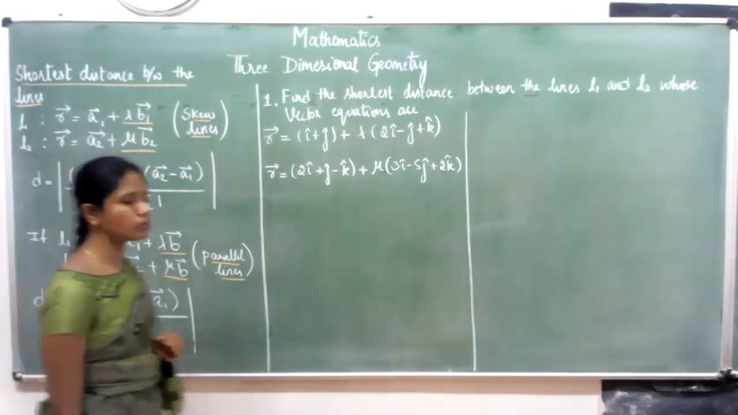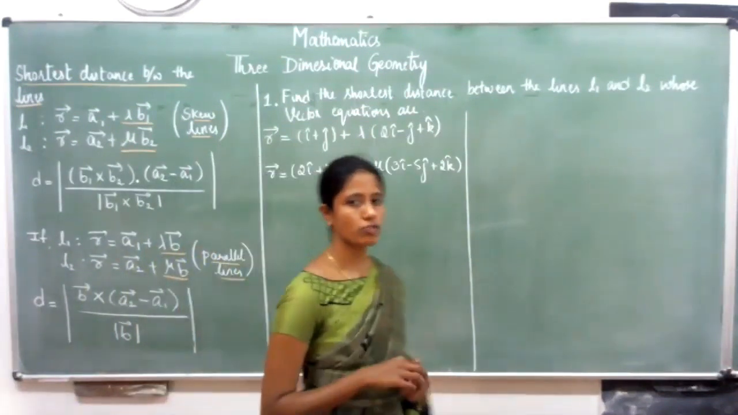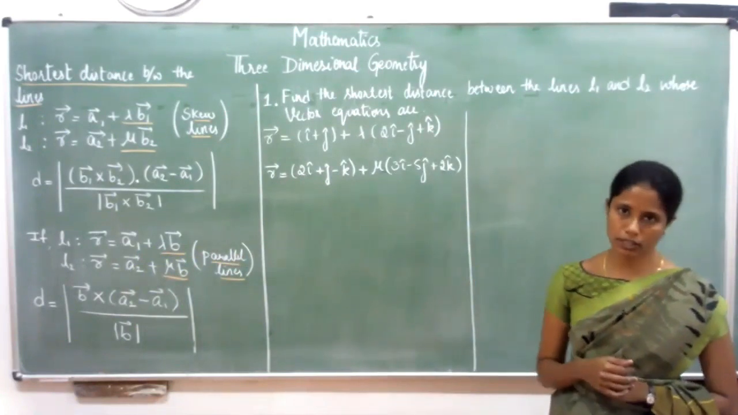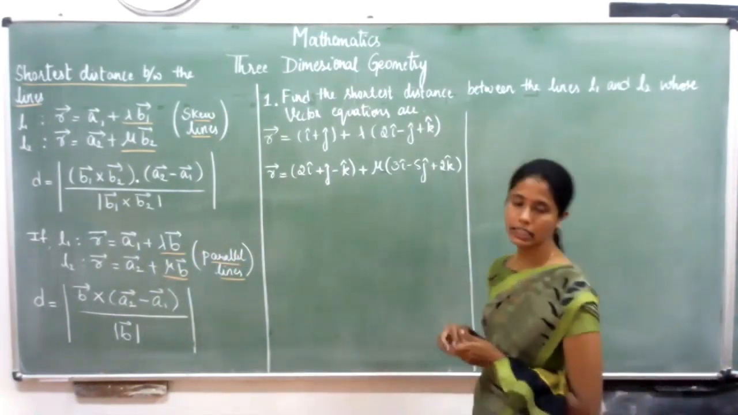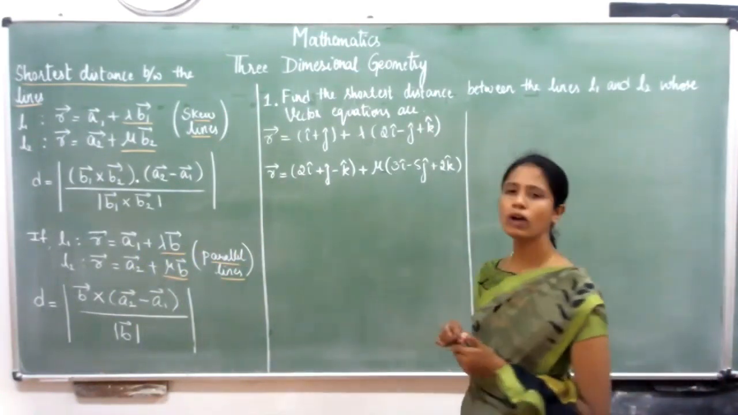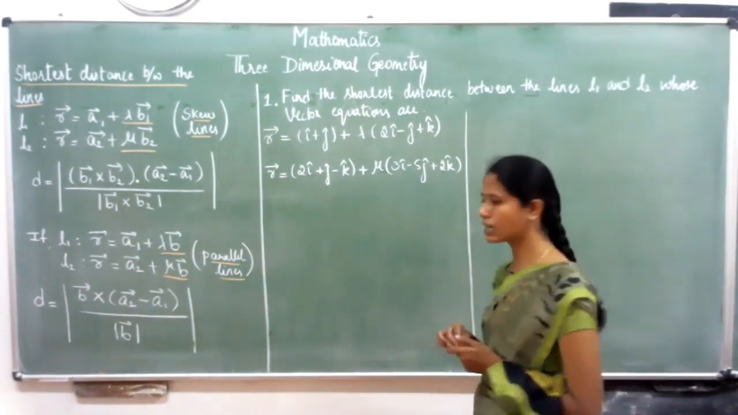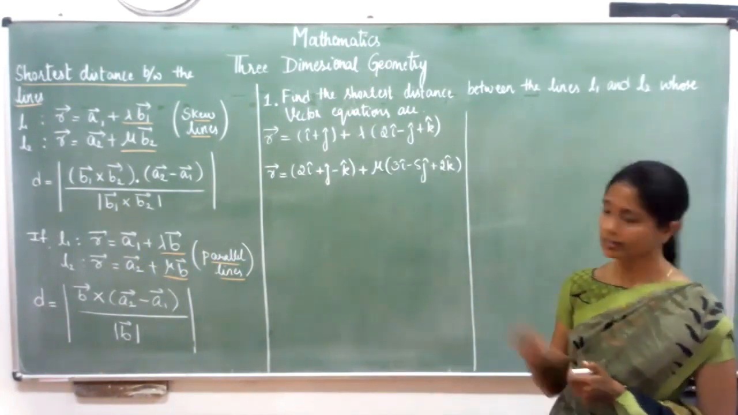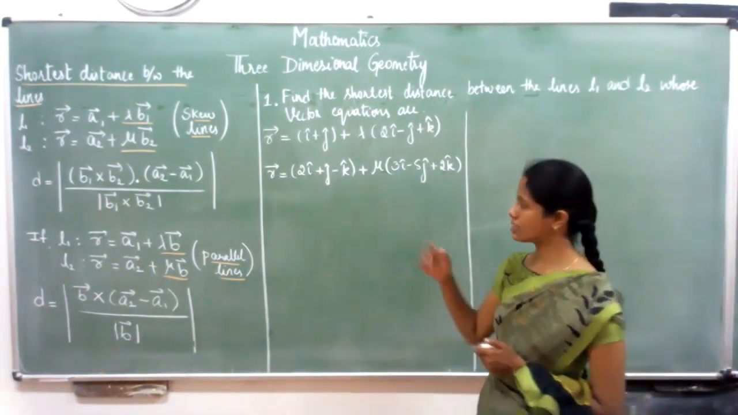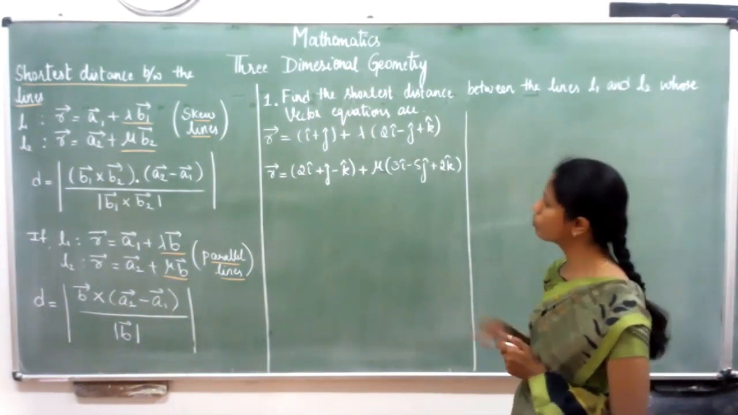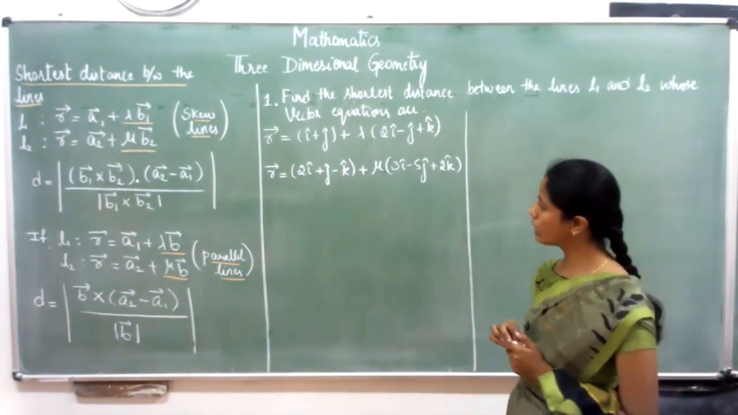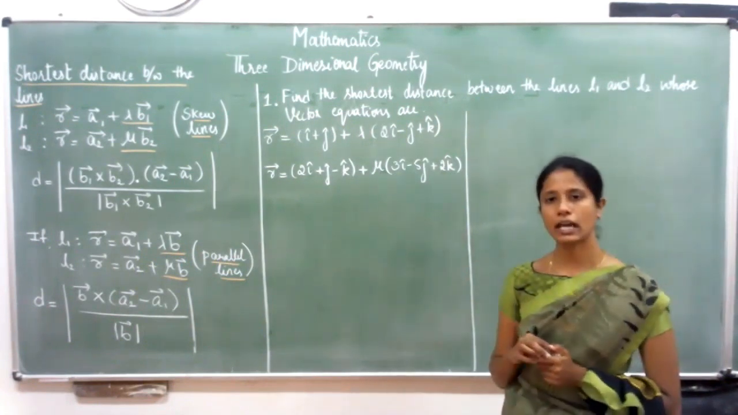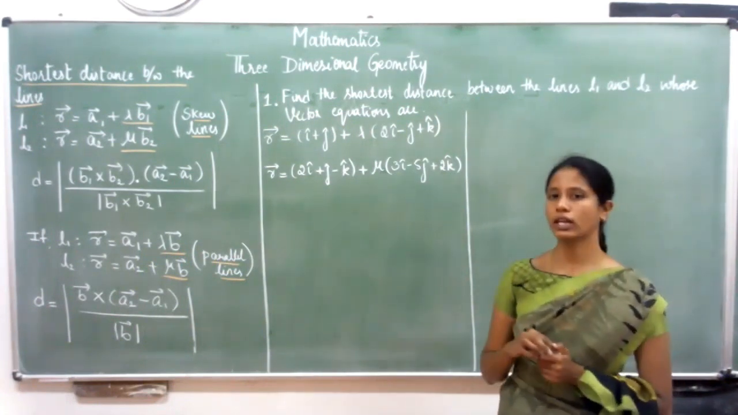So let us solve the problem. The first question asks us to find the shortest distance between the lines L1 and L2 whose vector equations are given. The vector equation of the first line is vector r equals i cap plus j cap plus lambda times (2i cap minus j cap plus k cap). The equation of line 2 is vector r equals 2i cap plus j cap minus k cap plus mu times (3i cap minus 5j cap plus 2k cap).